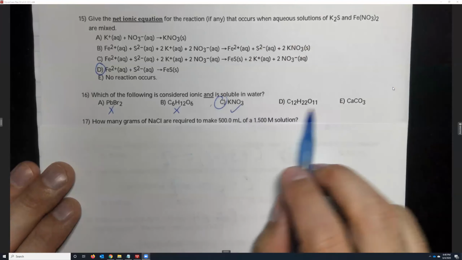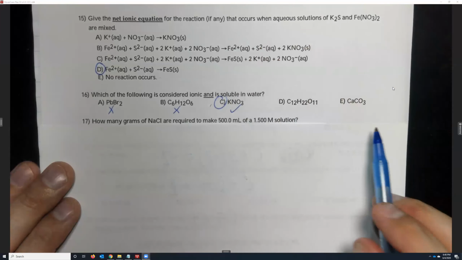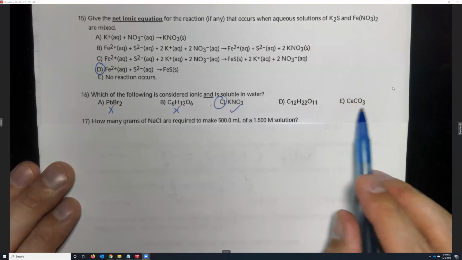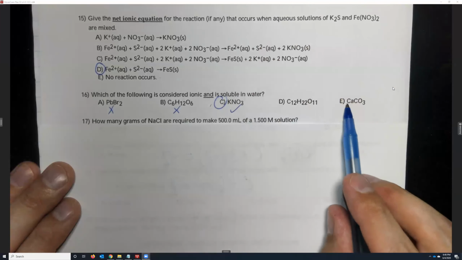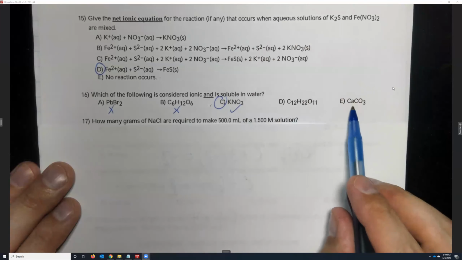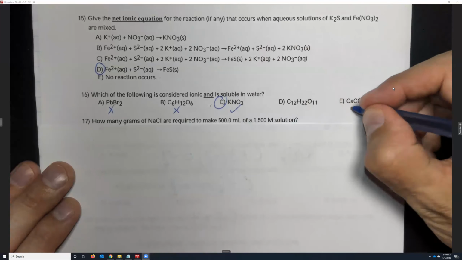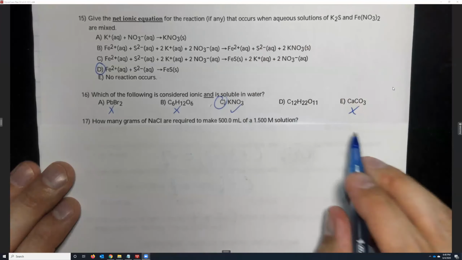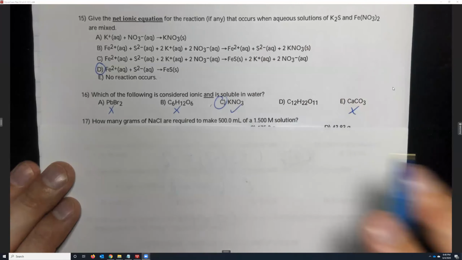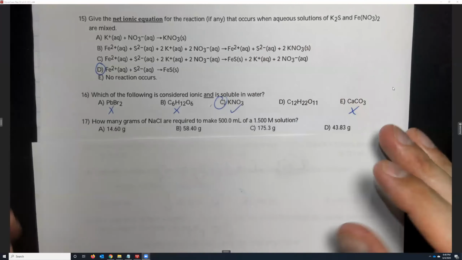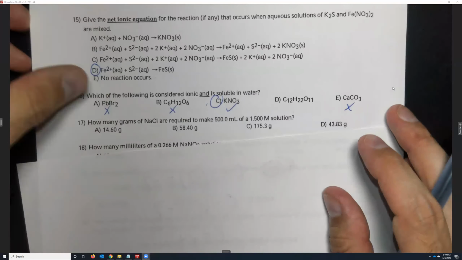This is covalent because it's carbon, hydrogen, and oxygen. And calcium carbonate contains a metal because calcium's a metal, but calcium carbonate, which is chalk, is not soluble in water. Carbonates are generally insoluble, and calcium is no exception. So you can't dissolve chalk in water.